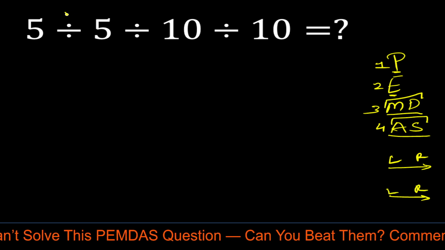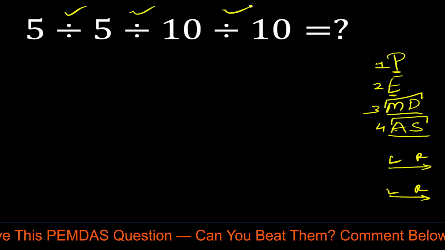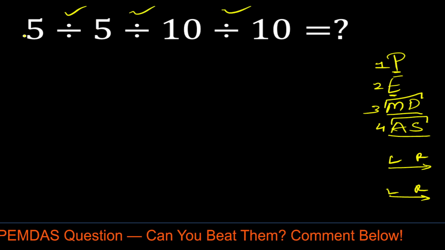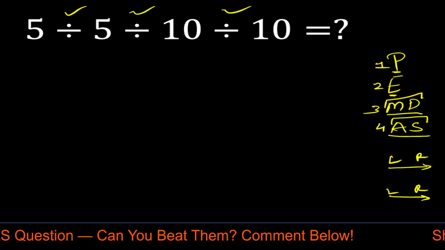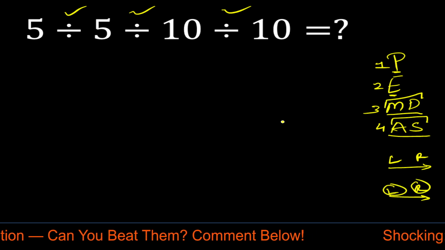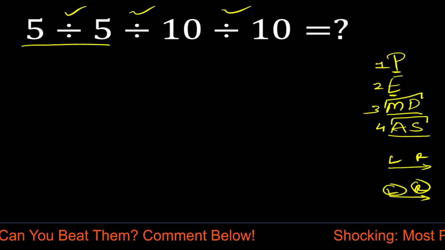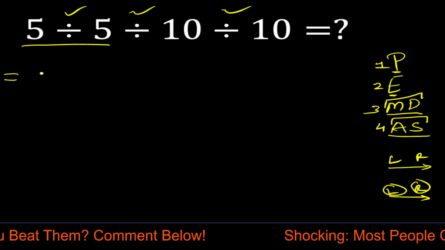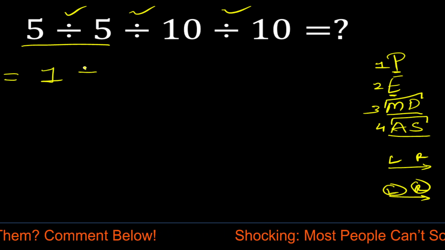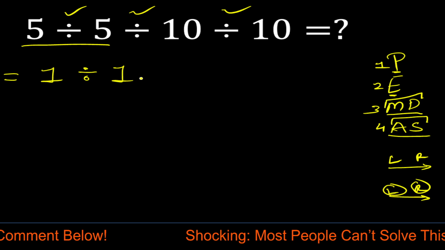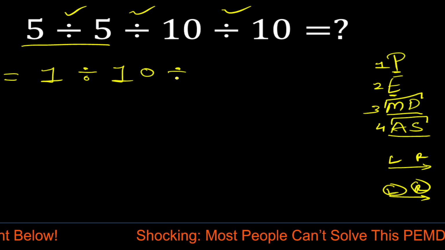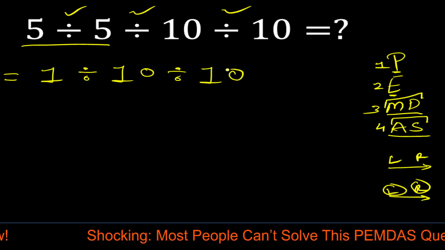So in this question, here we have division, here division, and here division, and all have equal priority, so we have to solve it from left to right. So first we have to solve this division. So now 5 divided by 5 is equal to 1 divided by 10 divided by 10, right?